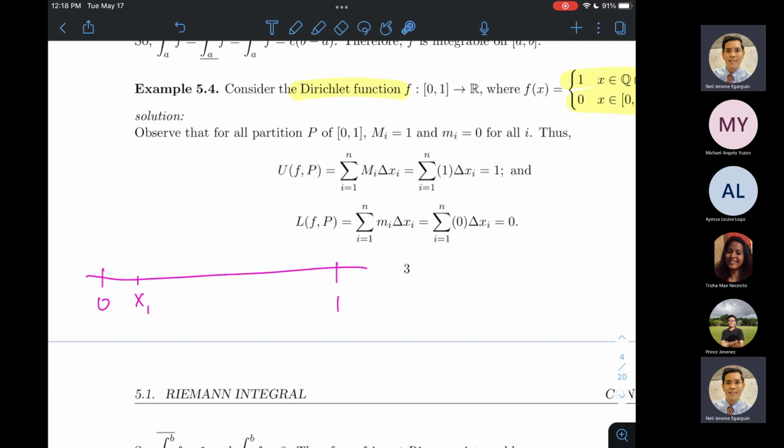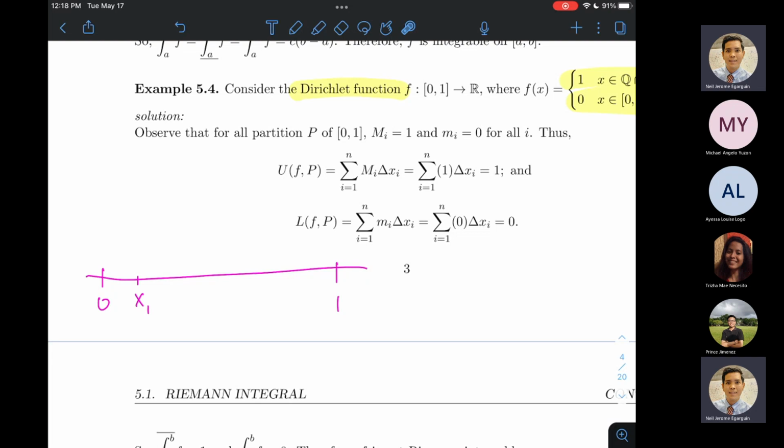So, ibig sabihin, laging supremum si 1, kasi sa pagitan ng dalawang endpoints ng subintervals, laging may rational number. Kaya yung capital M sub i, laging equal kay 1. On the other hand, if we look at the lower Riemann sum, we need to look for the infima on these subintervals, right? Yun yung little m sub i. Ano ba yung infima? Well, dahil bounded naman si Dirichlet function, yung infima ay equal sa mga minima, right?